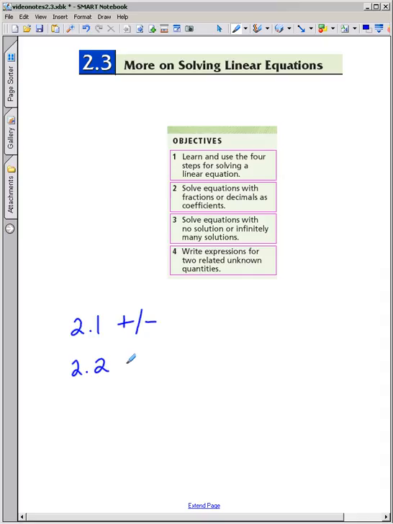So we're going to see here in section 2.3 that we will have equations that will not just involve one of these properties, but both of the properties. This is a more common type of problem that you're going to encounter in your mathematics courses. Our objectives here are to learn and use the 4 steps for solving a linear equation, solve equations with fractions or decimals, solve equations with no solution or infinitely many solutions, and write expressions for 2 related unknown quantities.